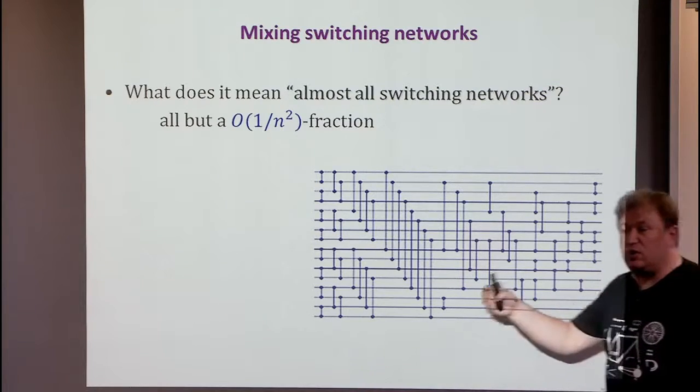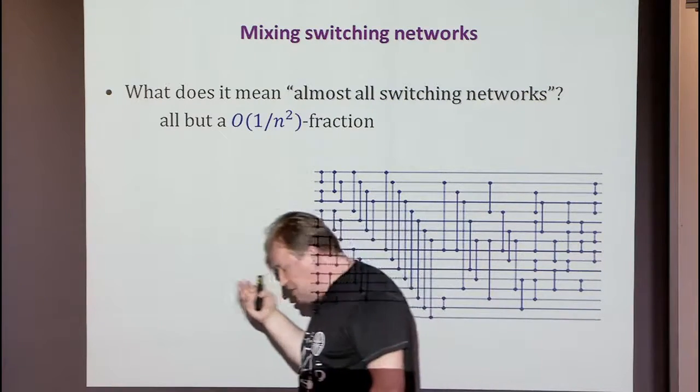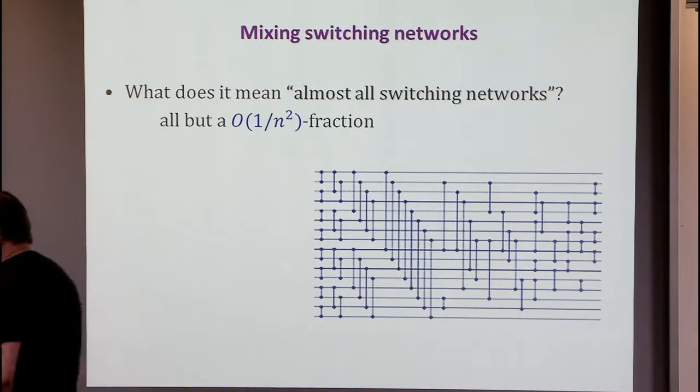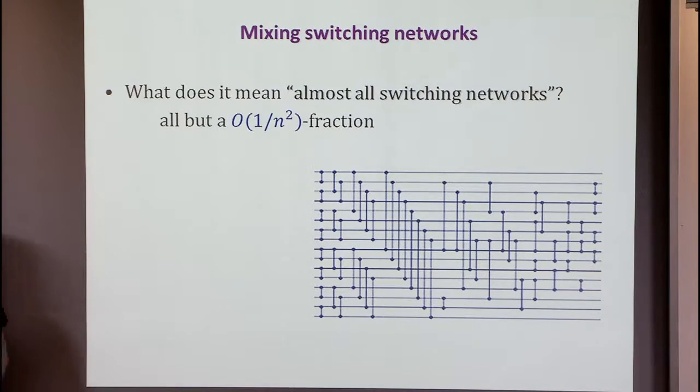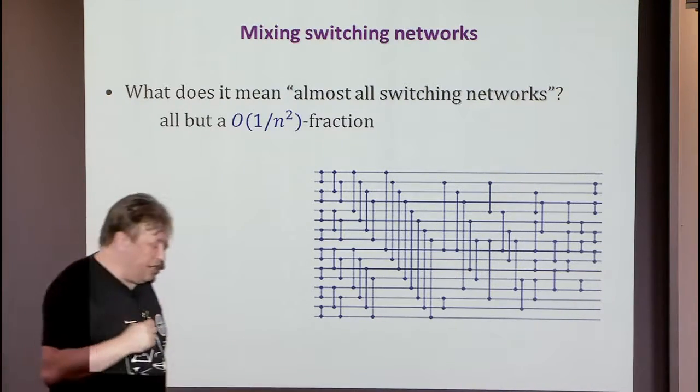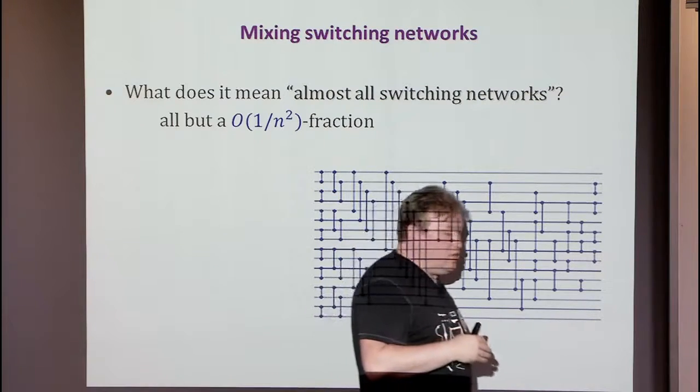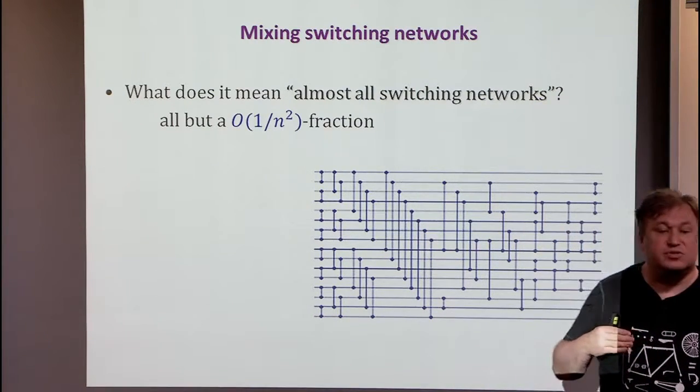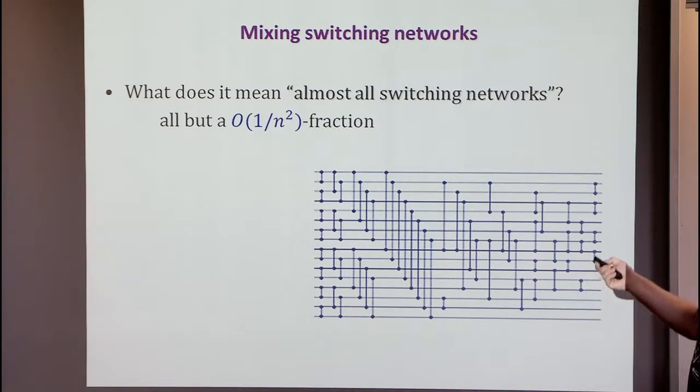Okay, so I want to now show you the main results. For almost every switching network of logarithmic depth, we will randomly permute 99% of the elements. So almost all switching networks means we're excluding a fraction of, say, 1 over n squared networks.